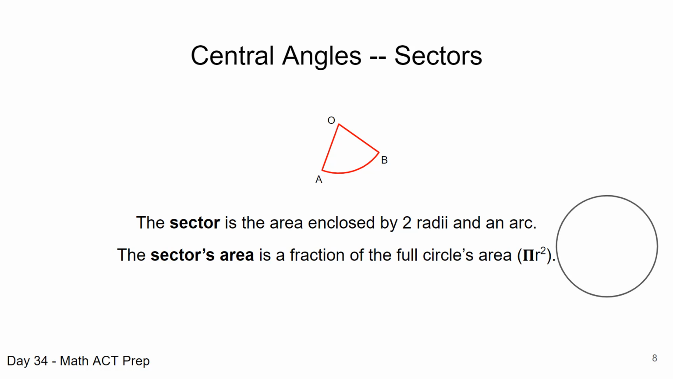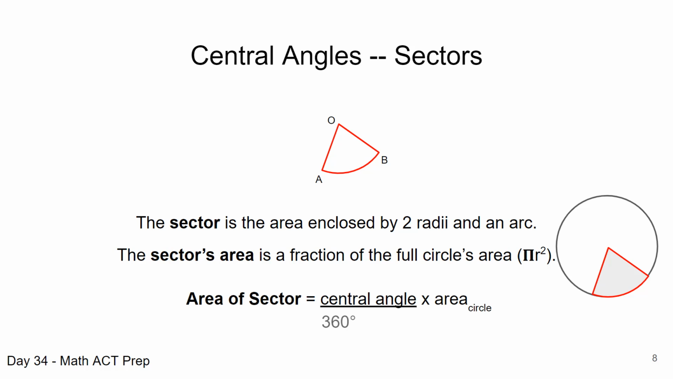So we have the full circle, and we're going to take one sector. We're just looking at a proportion of that. So again, we're going to do some multiplication of the central angle divided by 360. That gives us our fractional proportion, fractional area, times our area. So that gives us the area of the sector.